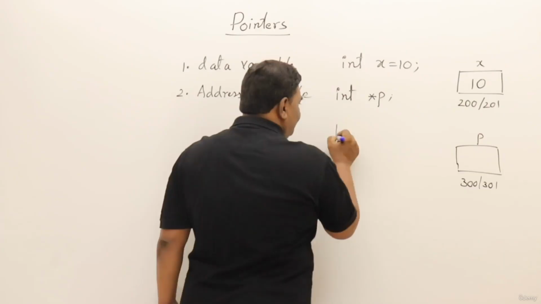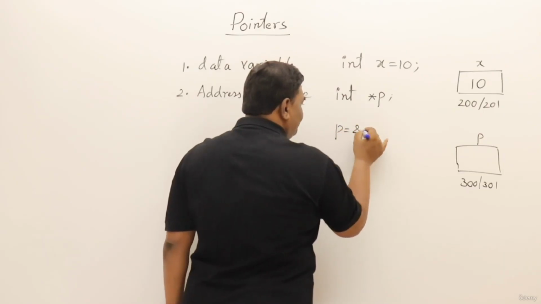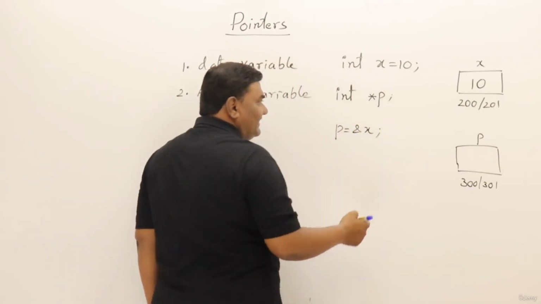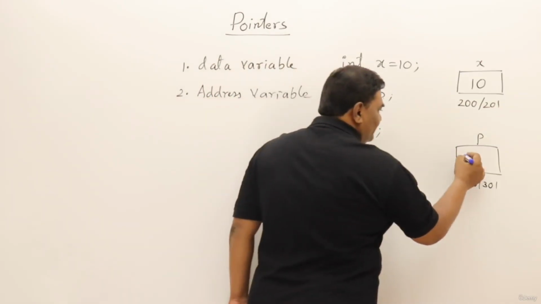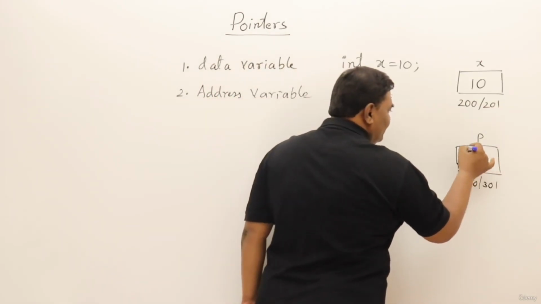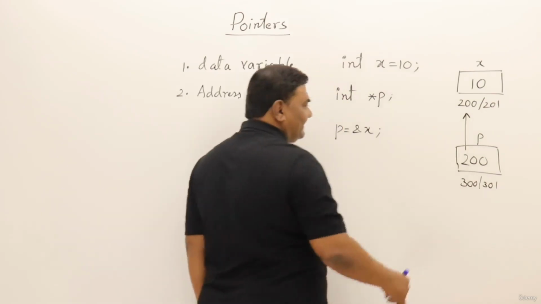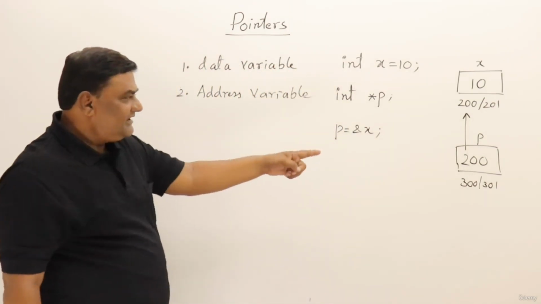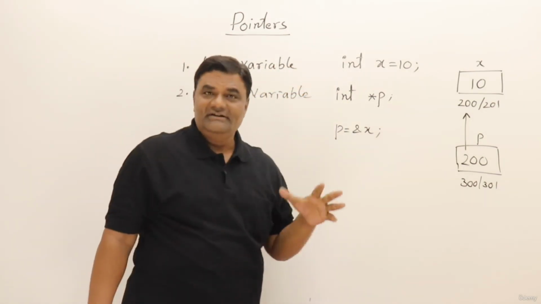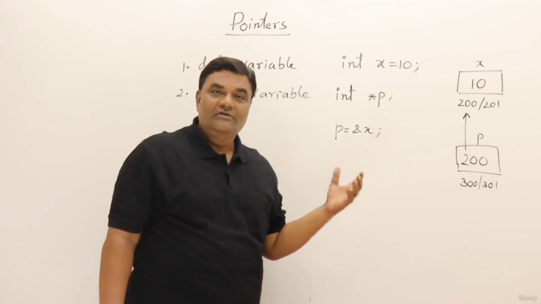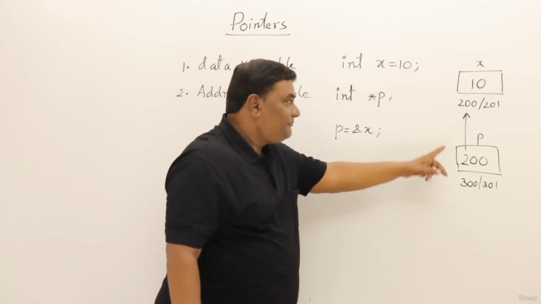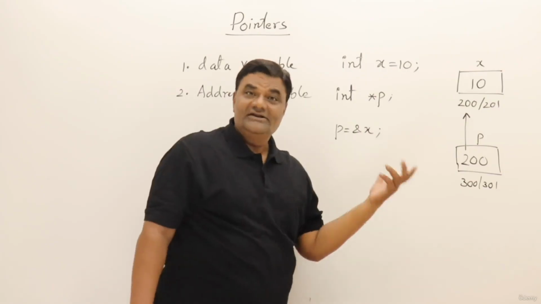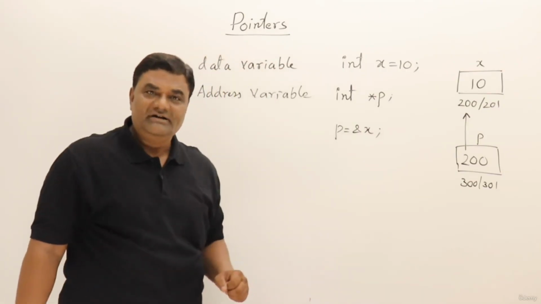Now, if I say p assign ampersand x, what is the address of x? 200. So that 200 will be stored in p. So here it will be 200, and it will be pointing at x. It is having the address of x. It's not having data, but having the address of x. So that's how it's an address variable and it is pointing at x, showing the location of x. That's why we call it a pointer.